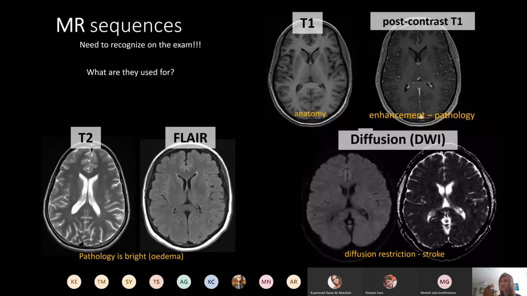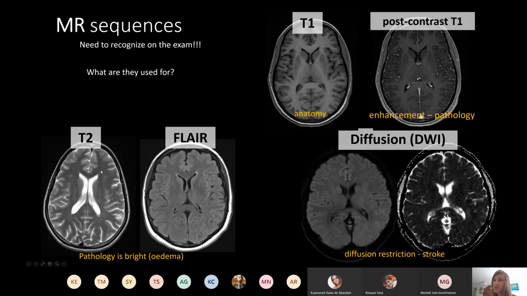So here are the sequences that you need to recognize for the exam. Except diffusion. Diffusion probably you don't need to recognize, but you need to know about it, and I'm going to talk about that later. But let's go through these sequences. So you need to know T1 weighted images, T2 weighted images, and FLAIR. And T1 can come with contrast and without contrast. So how can you differentiate between them?